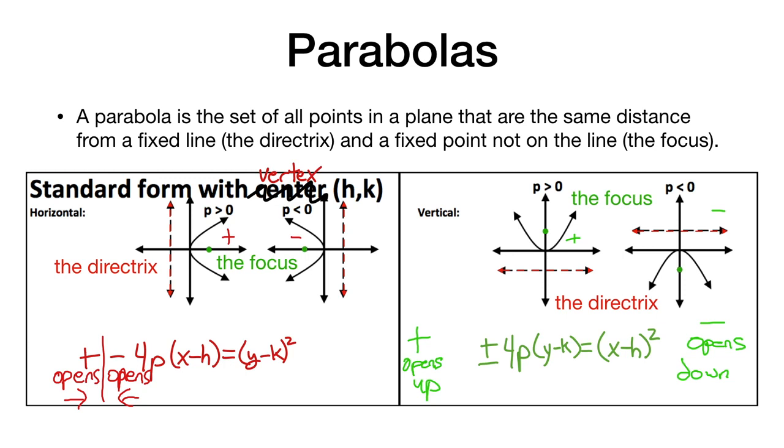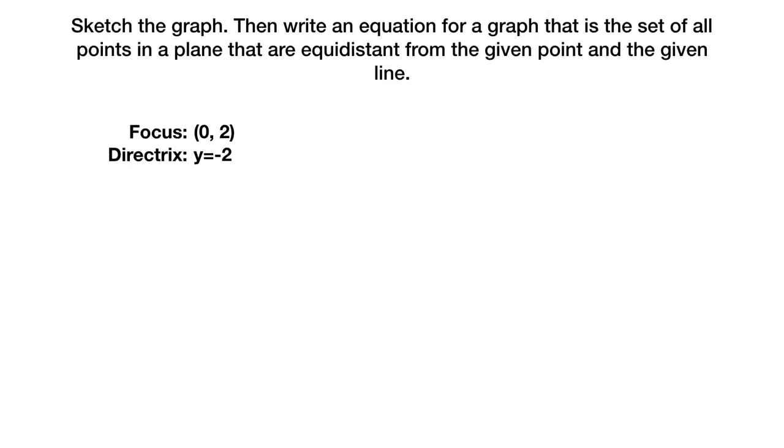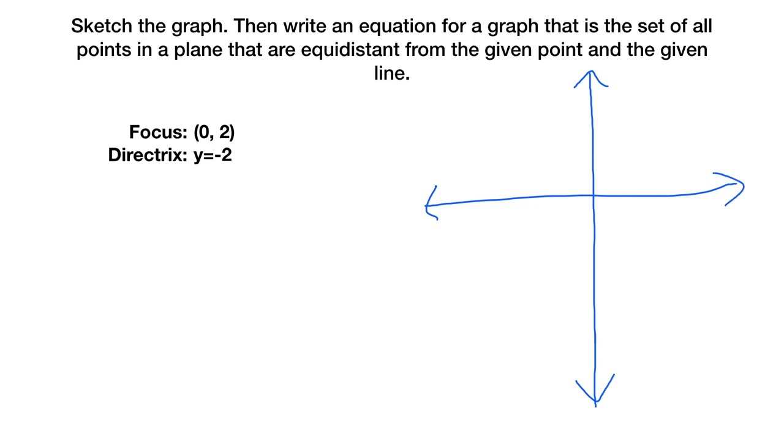All right, so now we're going to try out a few things with this. We're going to start with sketching a graph, then writing the equation for a graph that is the set of all points in the plane that are equidistant from a given point. By the way, that means that at any point, if I find the distance from that point to the focus, or just go straight down, left, right, or up to the directrix, it would be the same distance. So we're going to start with these points. Our first thing that we need to note is the focus. The focus is at (0, 2).